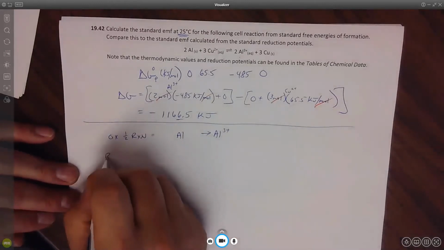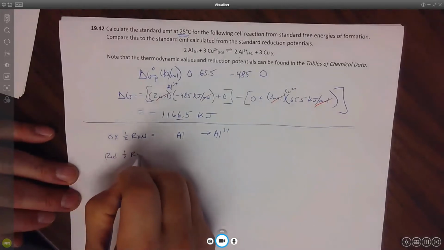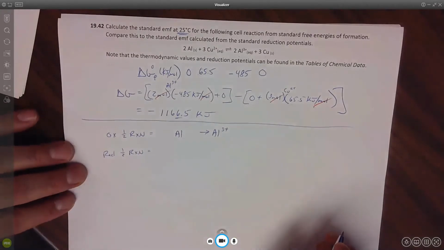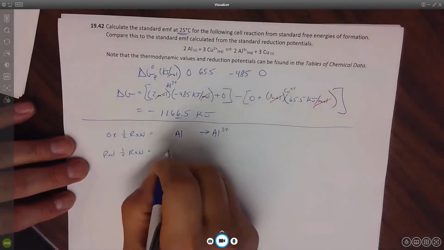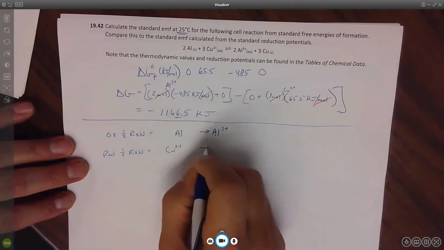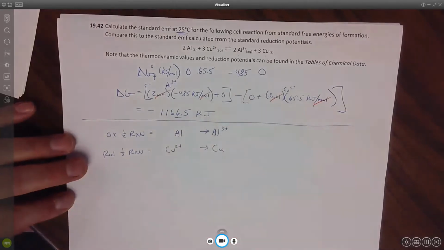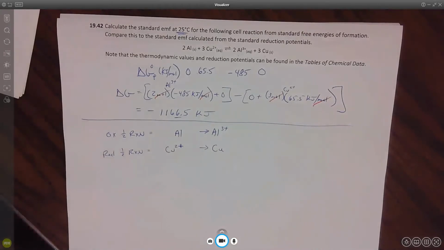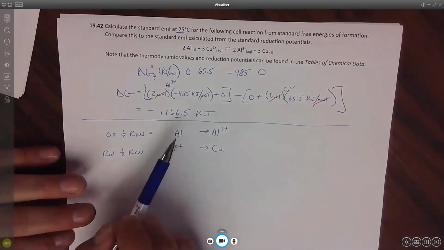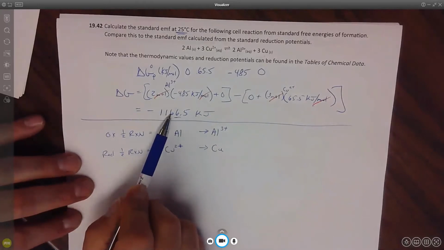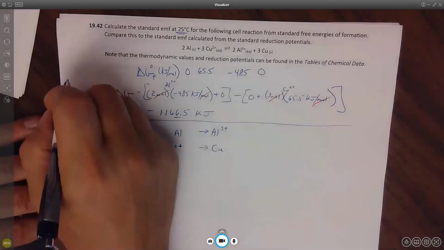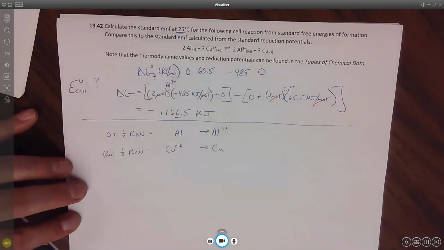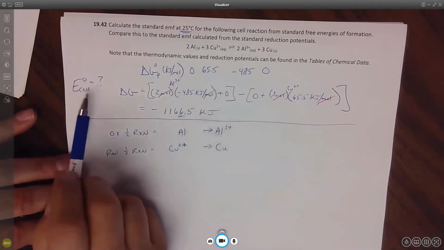And the reduction? It would be Cu 2 plus to Cu. Okay. So I want to use del G to get E cell naught.